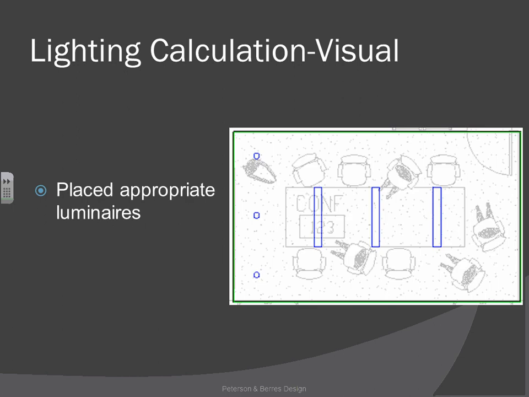Here's a zoom view of the conference room. You can see we have 3 recessed compact fluorescent lights here, and then 3 linear fluorescent lights here. Just one example of the room.